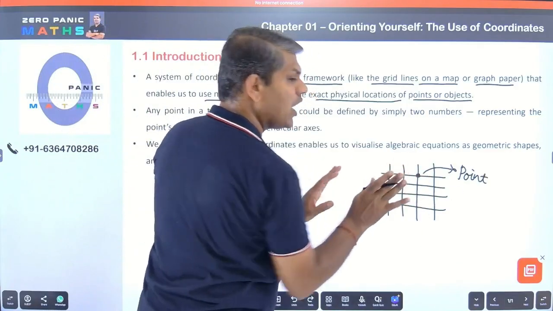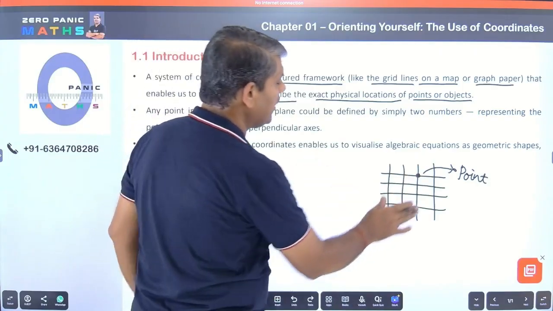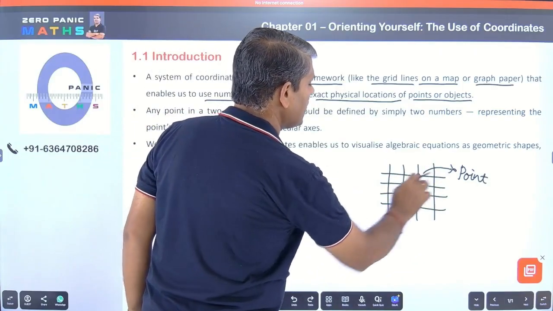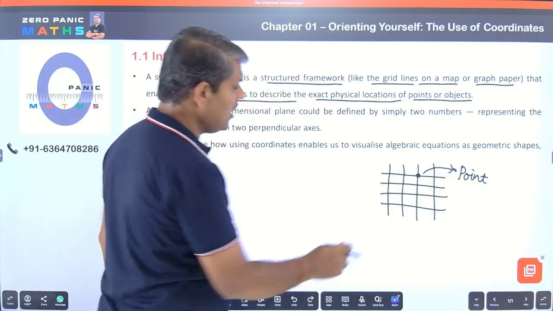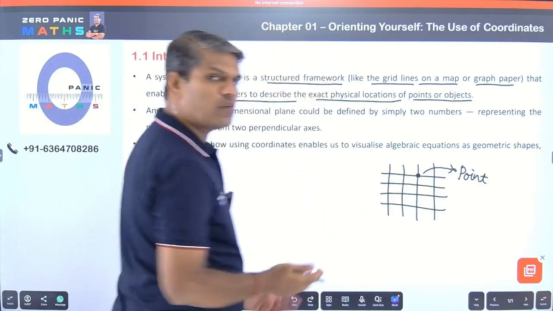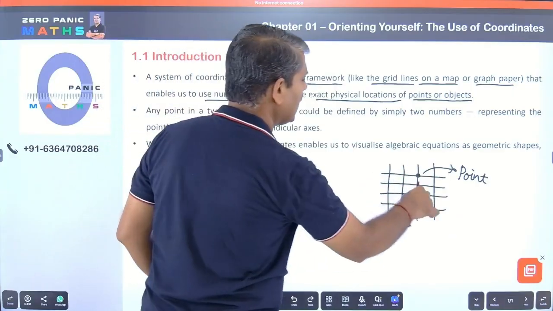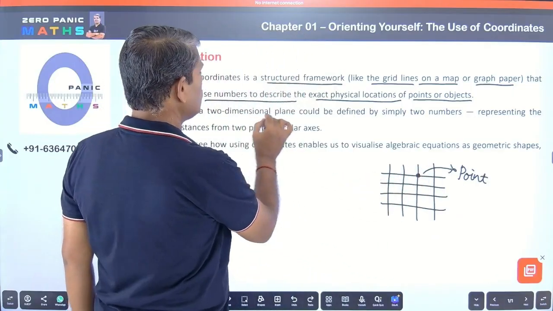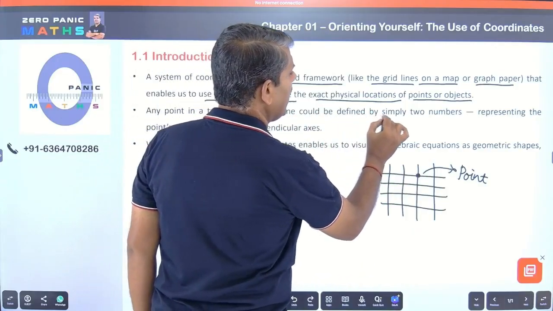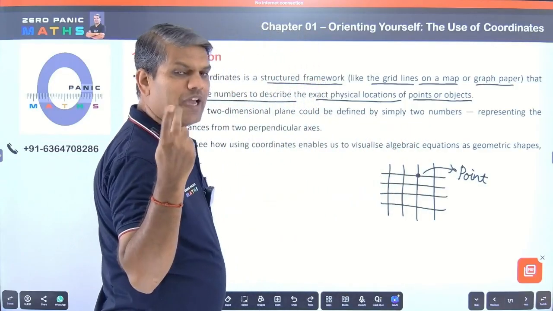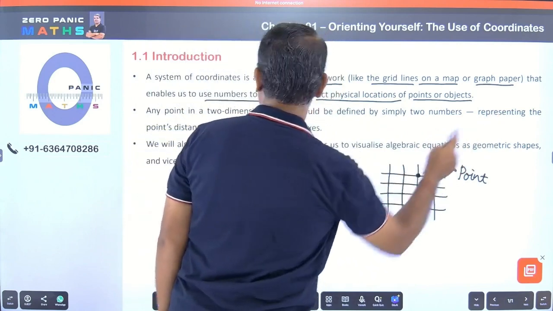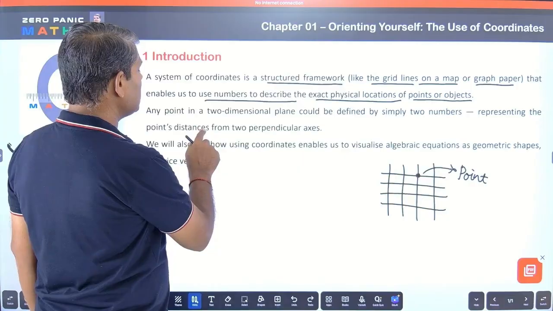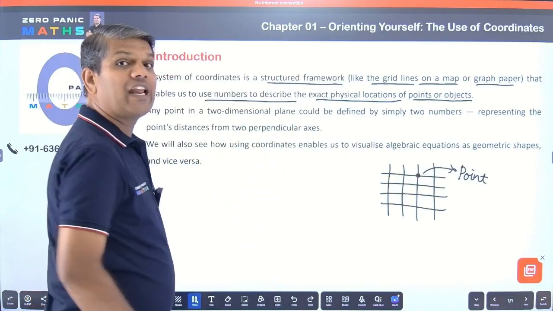Any point in a two-dimensional plane, assume that this is a plane paper and this is two-dimensional. Why is it called two-dimensional? Because one is horizontal and one is vertical. That's why. There are vertical and horizontal lines. So a point in a two-dimensional plane could be defined by simply two numbers. And what are those two numbers? Representing the point's distance from two perpendicular axes.